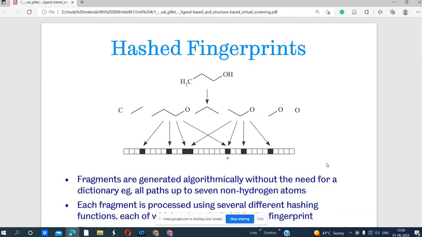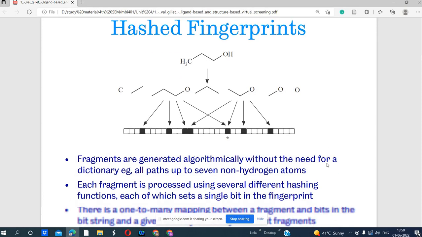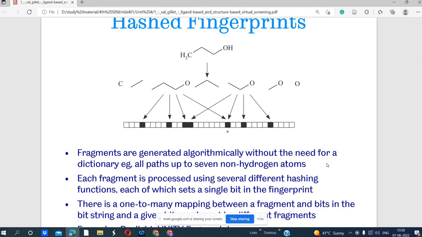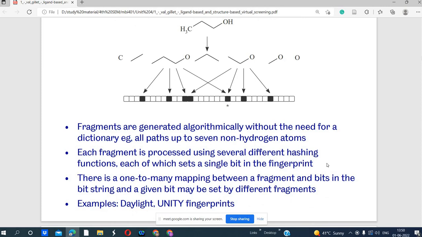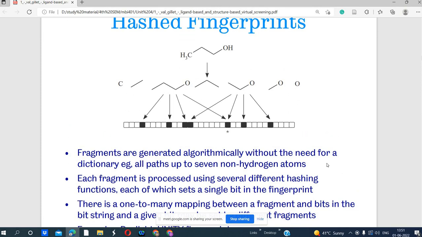Next one is hashed fragment. For hashed fragments also we save the value in the table. Fragments are generated algorithmically without the need for a dictionary. We have one structure, then fragments are generated by the algorithm: all paths up to 7 non-hydrogen atoms.